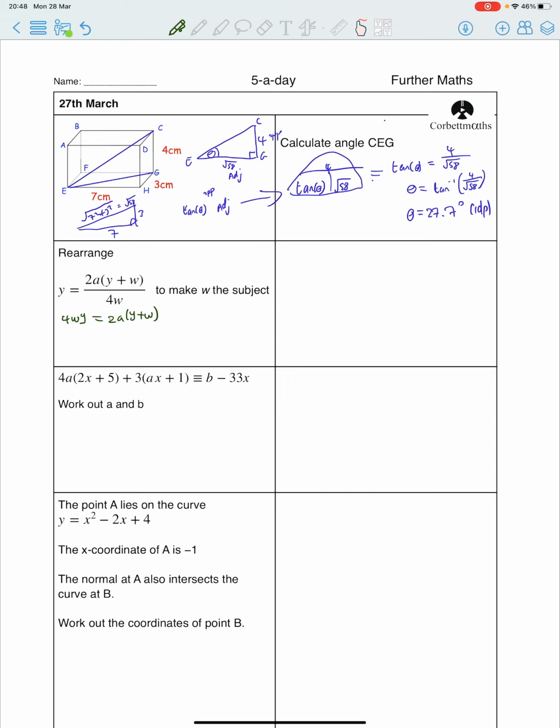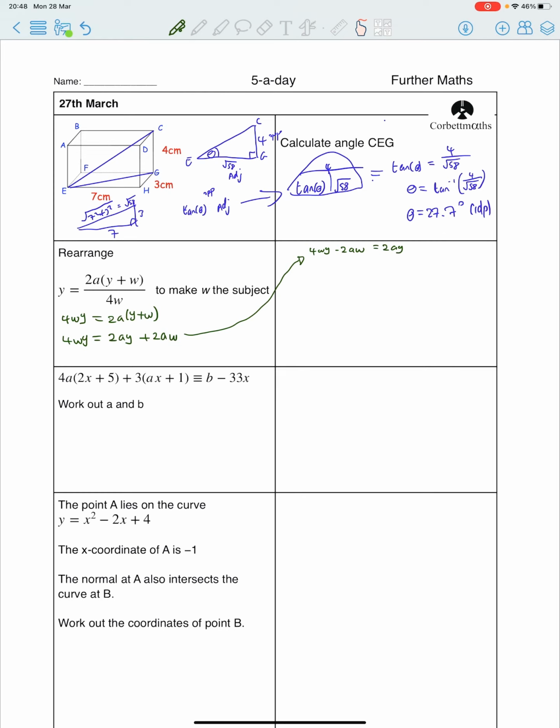And then I expand, I get 4WY equals 2AY plus 2AW. Now what I'm going to do is get everything with W on one side of the equation and everything without W on the other side of the equal sign. So if I take away 2AW, I get 4WY minus 2AW. That is equal to 2AY.